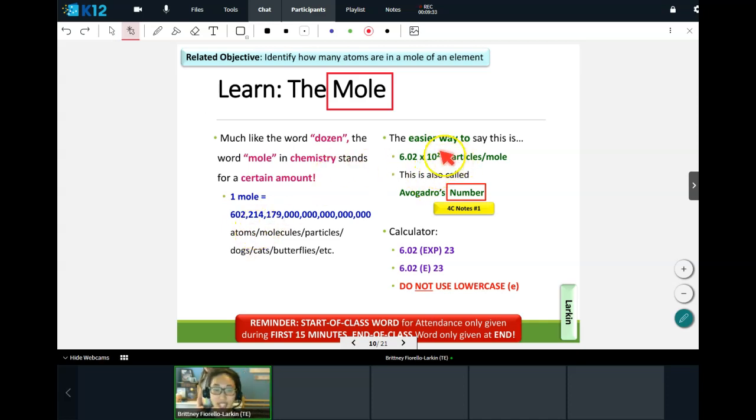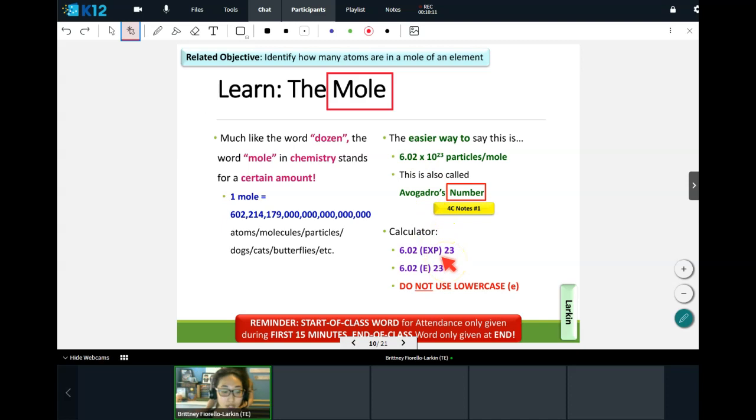So taking a look here, obviously it's not easy to say 602 sextillion, 214 quintillion, 179 quadrillion. Even I had trouble saying that and had to look it up. So a much easier way to say it, please be quiet, a much easier way to say it is 6.02 times 10 to the 23rd particles, atoms, dogs, donuts per mole. Okay, this is also called Avogadro's number. We're going to go over in just a moment that this is called scientific notation. This way that we write it, and scientific notation still is the same number. It's just a lot easier to write it, a lot easier to say it.